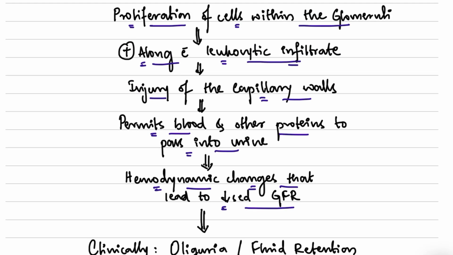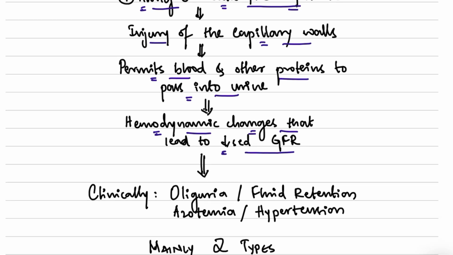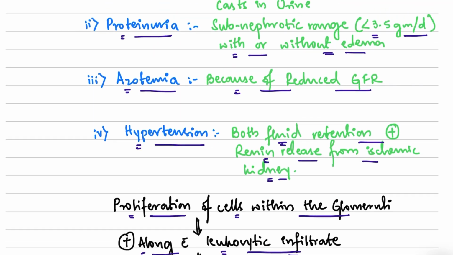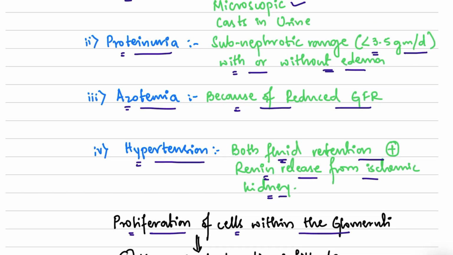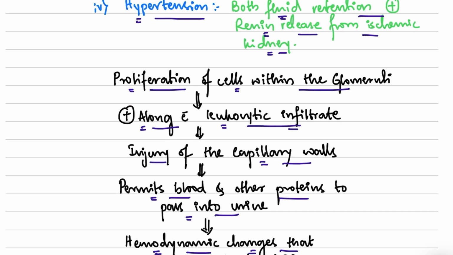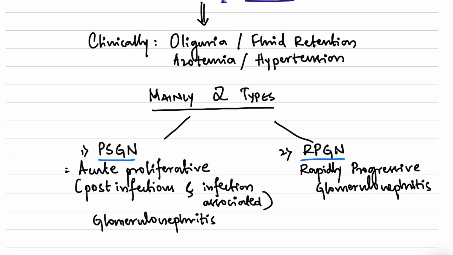So there is a proliferation of cells within the glomeruli, along with leukocytic infiltration. This leads to injury of the capillary walls, permitting blood and other proteins to pass into the urine, ultimately leading to hemodynamic changes that lead to reduced GFR. This reduced GFR leads to azotemia, and because of loss of proteins we have proteinuria, and because of loss of blood cells we have hematuria, and because of both of these mechanisms we have hypertension. Clinically, we have oliguria, there is very little urine flow, and fluid retention leading to hypertension, along with azotemia.